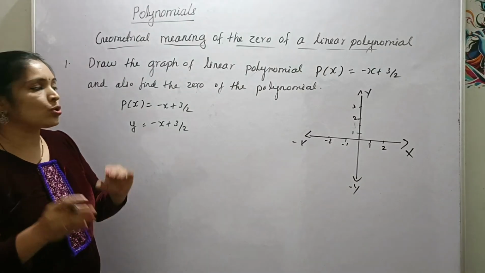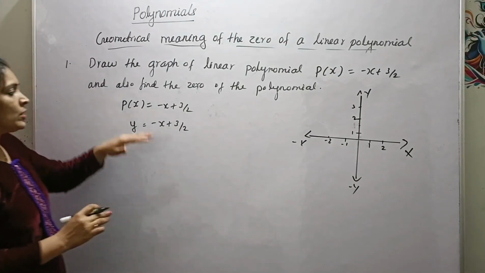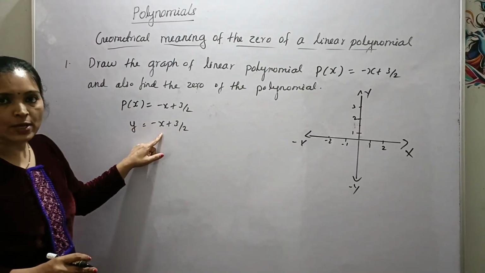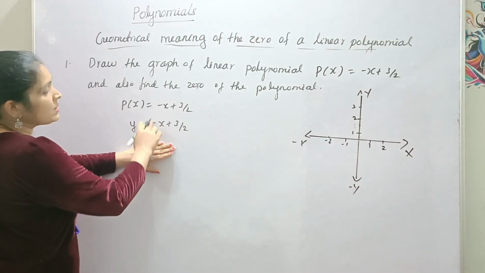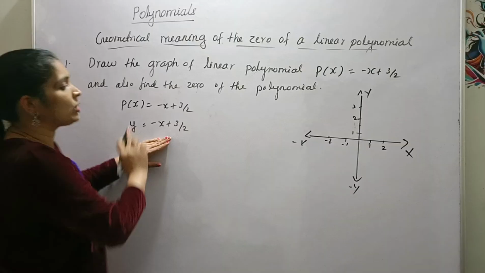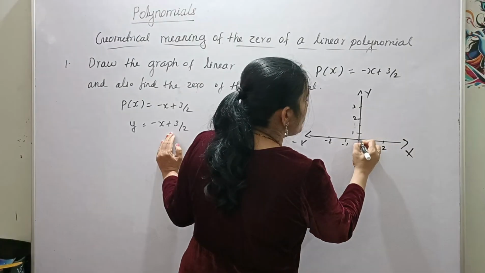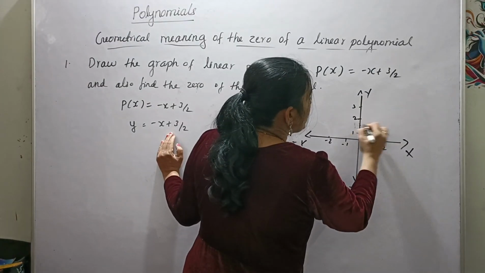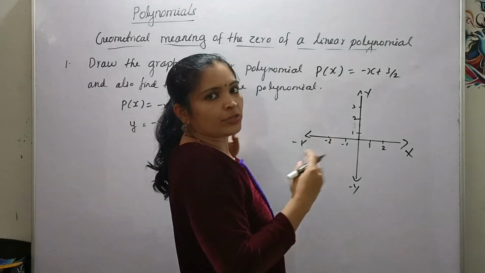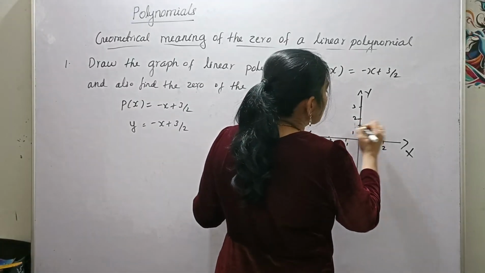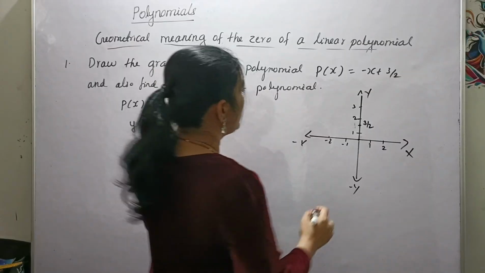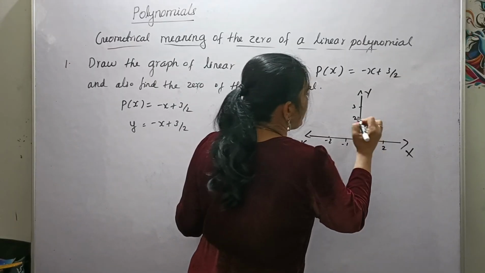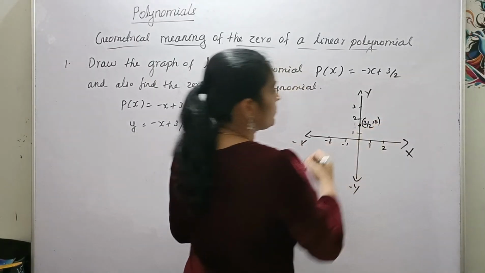So how to draw the graph? You have to plot the points. For that, first of all put x is equal to 0. When x is equal to 0, what will you get for y? Put x is equal to 0, y is equal to 3 by 2. So when x is equal to 0, y is equal to 3 by 2, that is 1.5, between 1 and 2. So it is the point 0, 3 by 2.